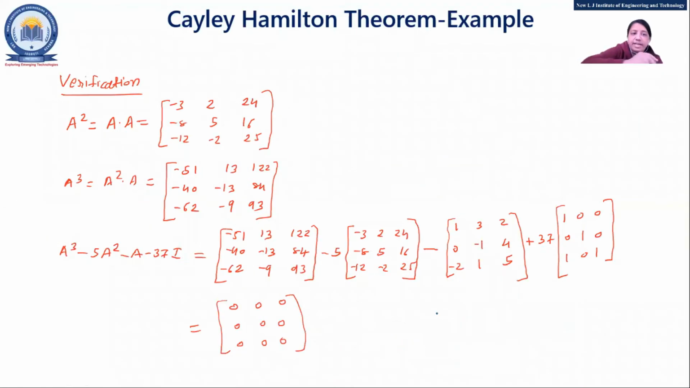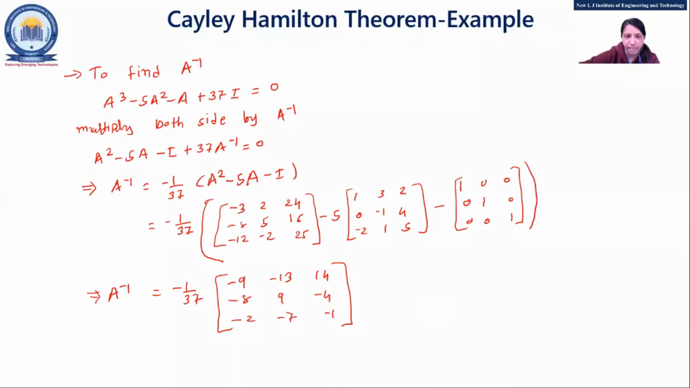So now we will find A inverse. This is a little bit lengthy procedure, so just remember the steps. Now to find out the A inverse, we will use the characteristic equation that you know. In that one, multiply both sides with A inverse. Here there is no inverse, so what we will do? We will multiply both sides by A inverse. So it is A square minus 5A minus I plus 37 I inverse equal to 0.